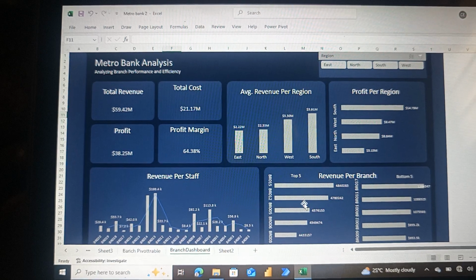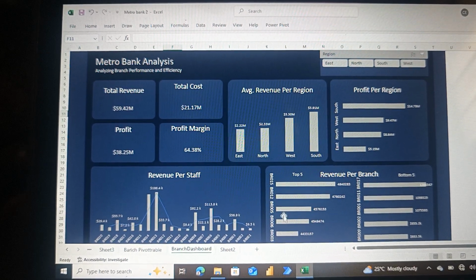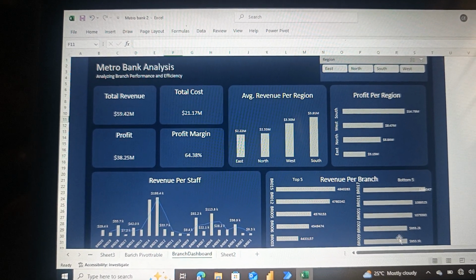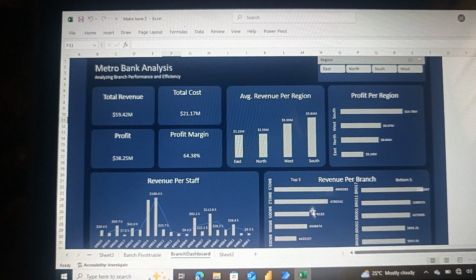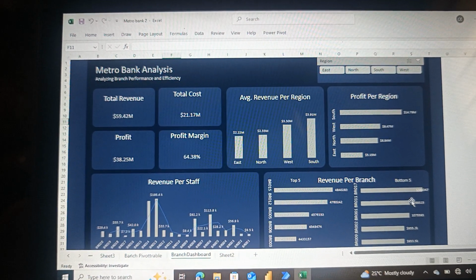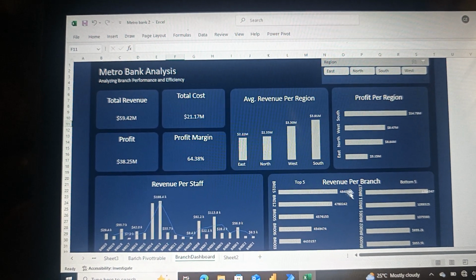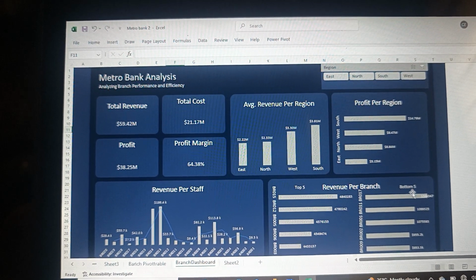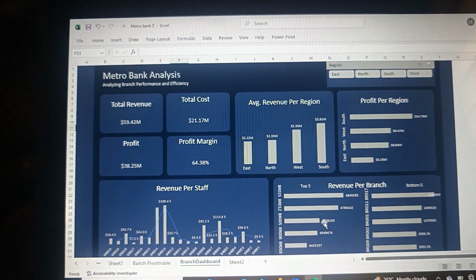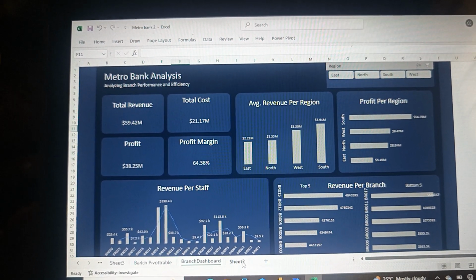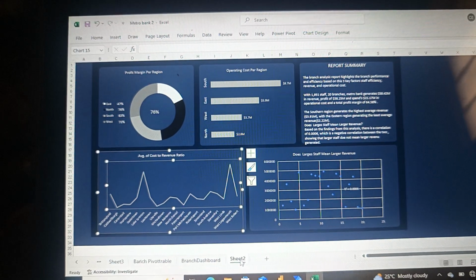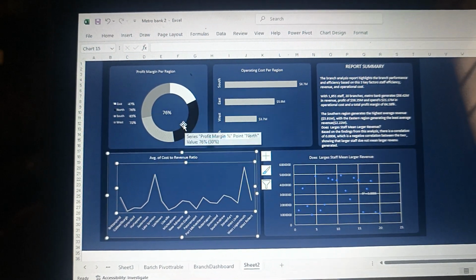So I split it into two to show him the top 5 branches and the bottom 5 branches. Here are the top 5 branches, and here are the bottom 5 branches. These are the top 5 branches he can invest in, and these are the bottom 5 branches he can probably avoid. And over here is my second chart.